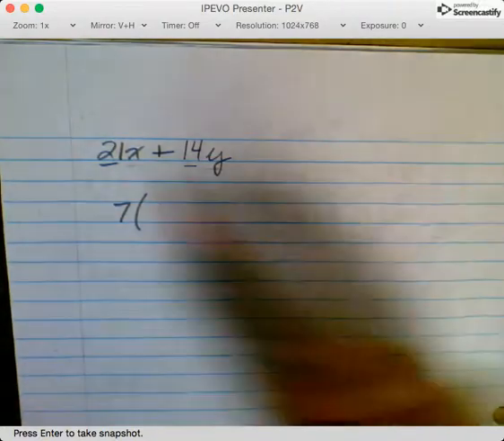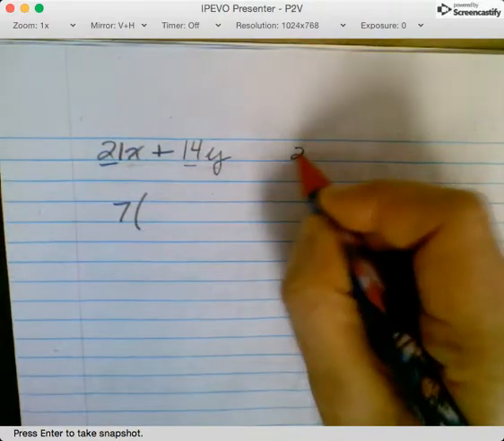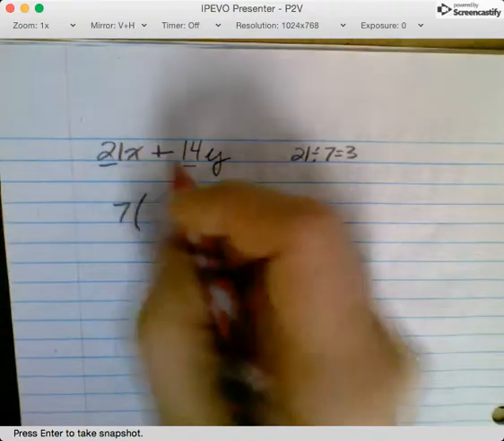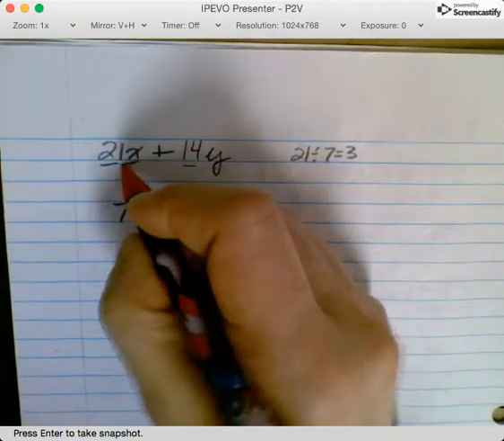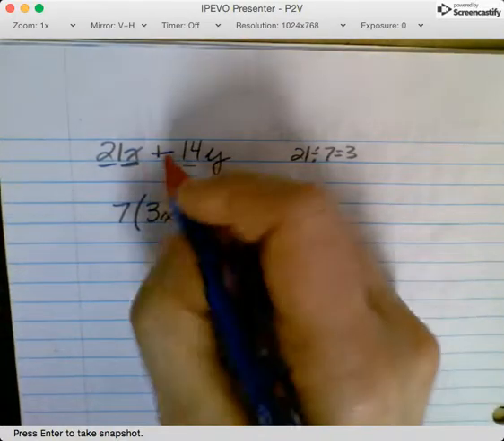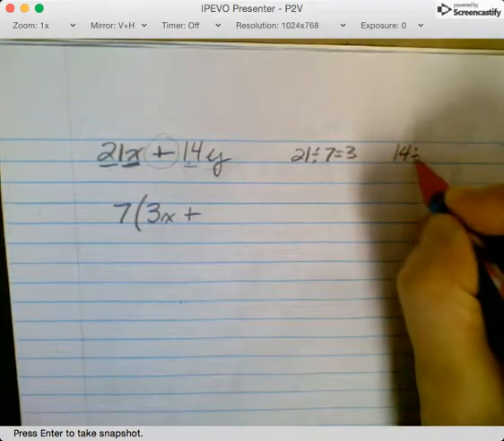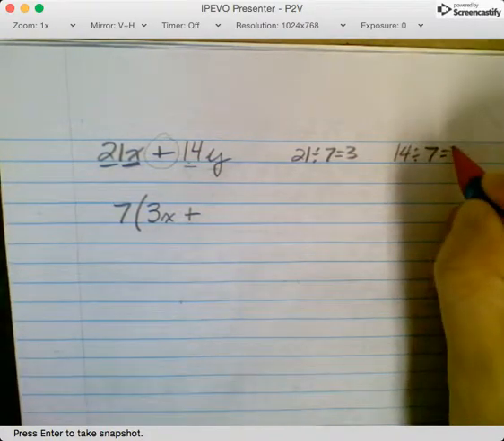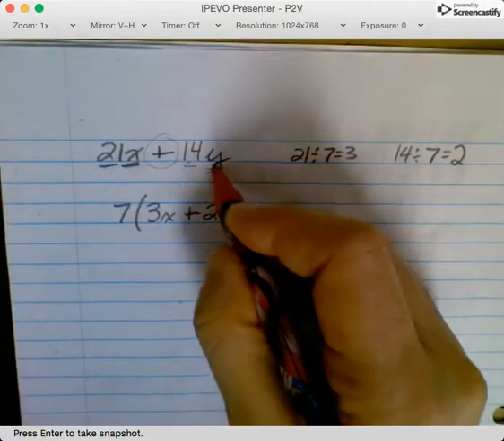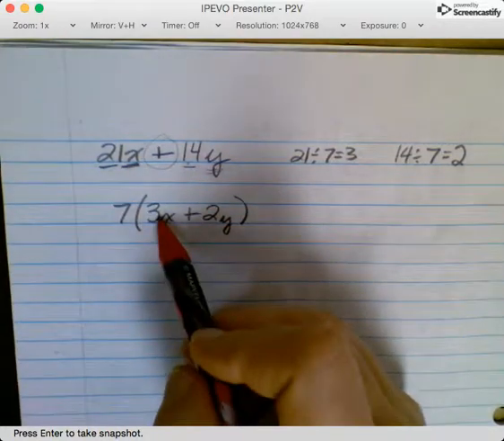Then we're going to do parentheses. 21 times what is 7? So 21 divided by 7 equals 3. So my number that is here is 3, but I can't forget that I have that connected to the x. So it would be 3x. Then I keep my sign. And then 14 divided by 7 is 2. So this time I'm going to change that to 2, and it's connected to the y, so it's going to be 2y. Okay, so that one was a little bit more difficult.